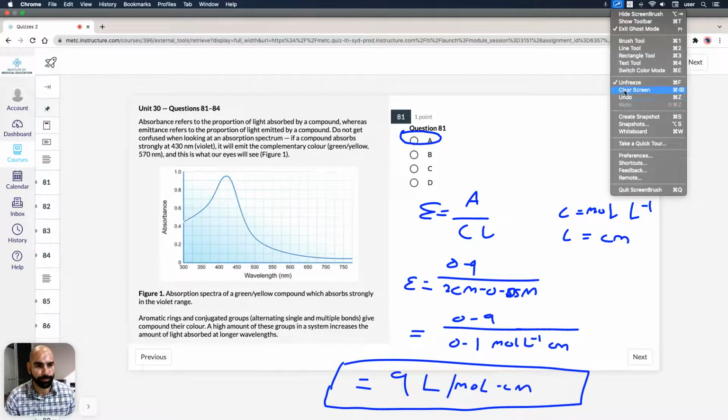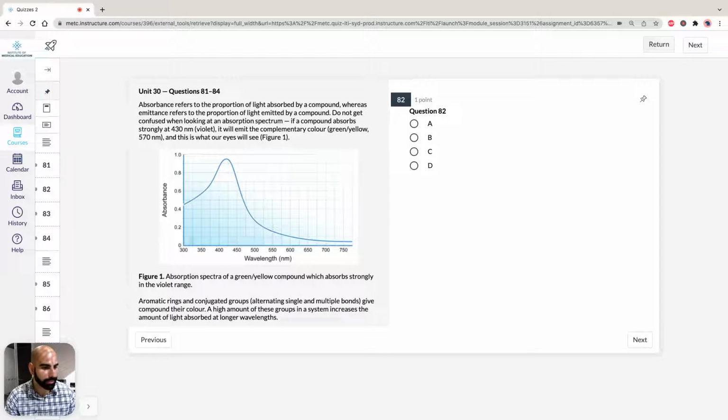So 82. 82 says, many synthetic dyes are based on azobenzene. Which of the following groups, if attached to the benzene groups, would not increase the wavelength at which the maximum absorption occurs? Remember what we read in the intro, aromatic rings and conjugated groups, they increase the wavelength, they give color, so they give the compound color. So let's find out which of these groups doesn't contain aromatic rings or a conjugated group. That's most likely not going to increase the wavelength for the maximum absorption.